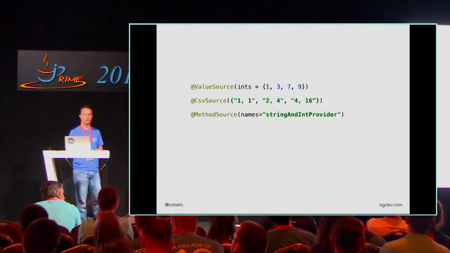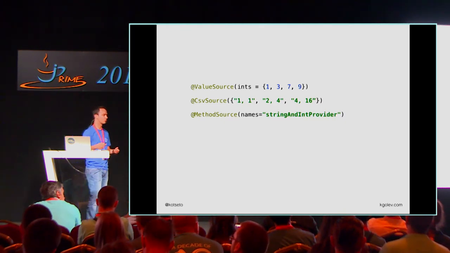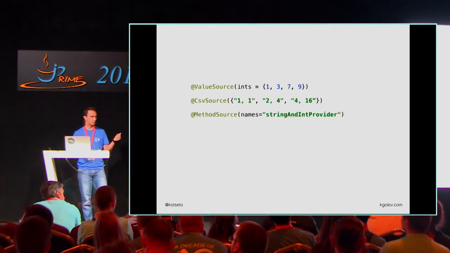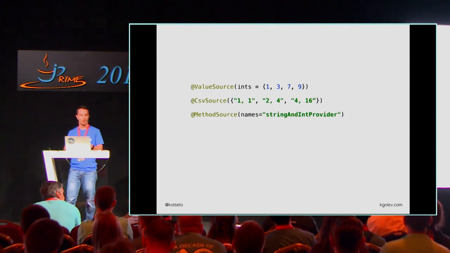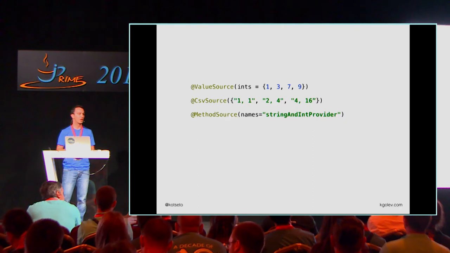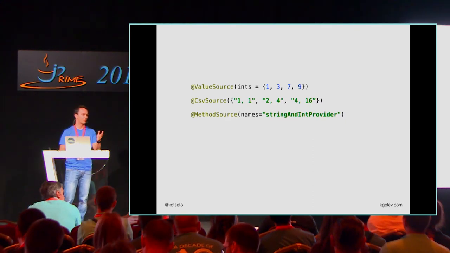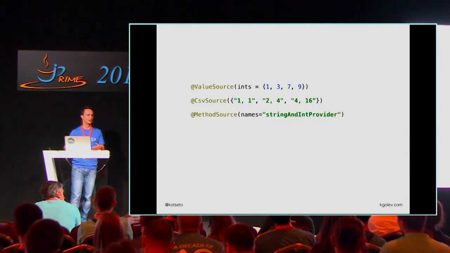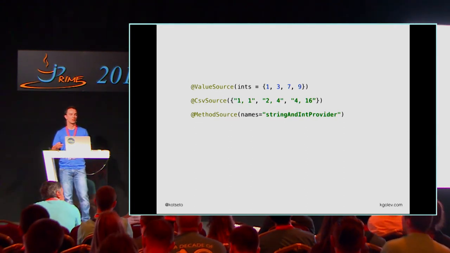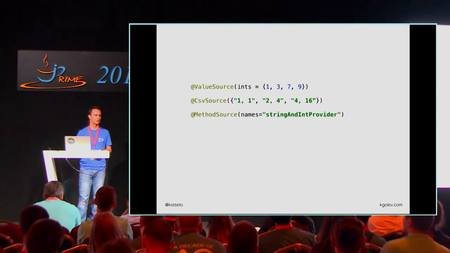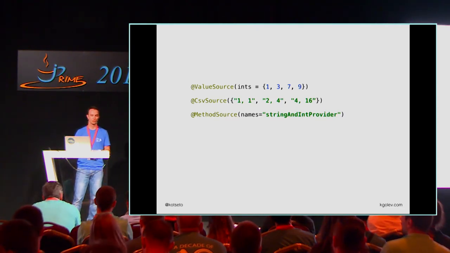So all these are provided as a parameter, so you can use them in your test method, like we have seen before. You can even put a method source, so just the name of a method, and in this method you can put anything you want, even your entities. And as many arguments as you want, as long as it returns an array or a stream. This method should return one of the two.